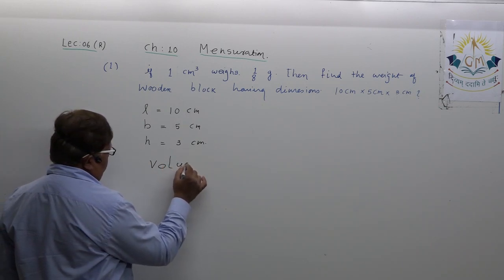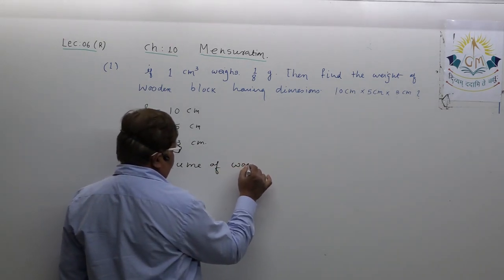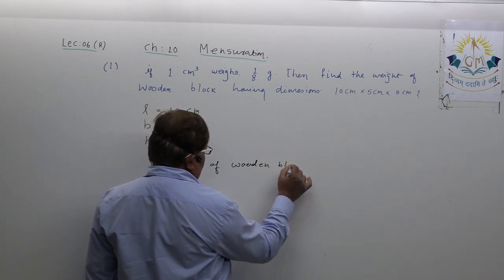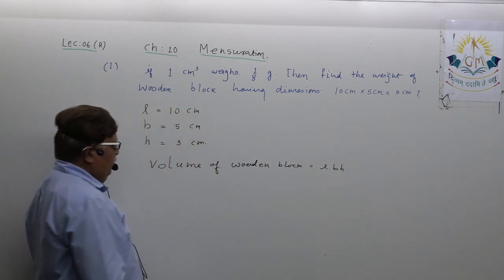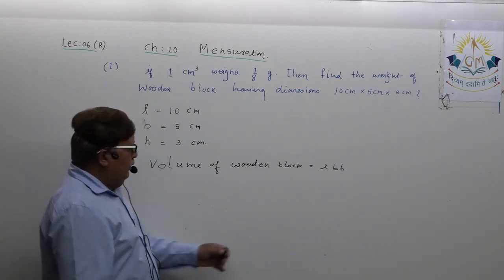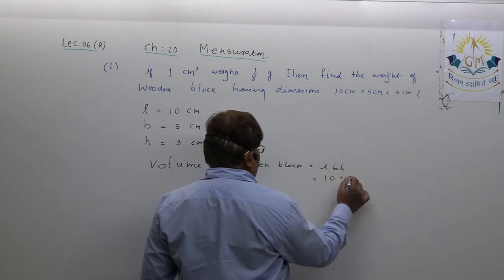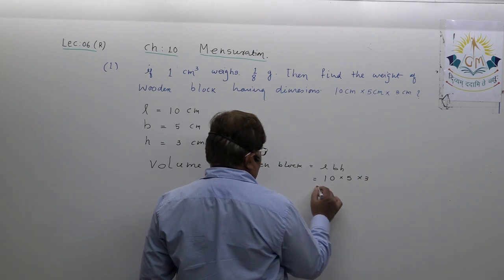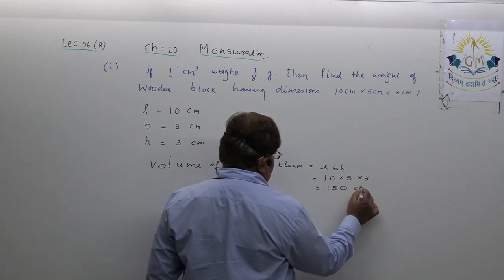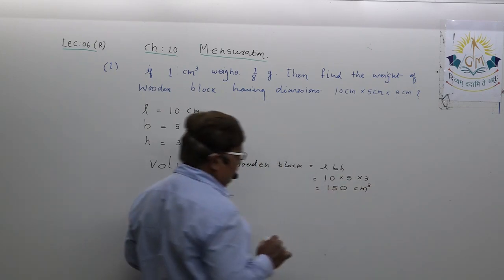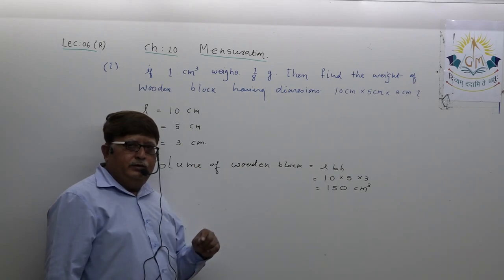I would like to write volume of wooden block is equal to LBH, as you know, the volume of the cuboid. Let us just substitute the values: 10 into 5 into 3. This turns out to be 150 cubic centimeter. What is the weight of 1 cubic centimeter?